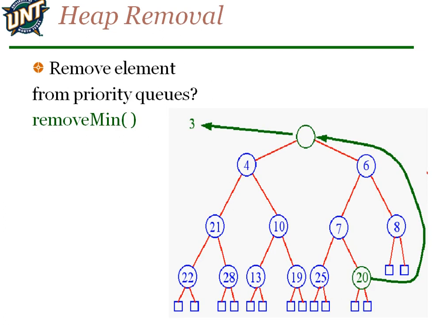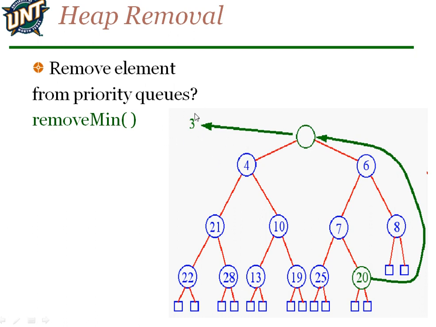Now let us have a look at what happens when you want to remove an element from a heap. That is called heap removal. Actually we are removing an element from the priority queue using the remove min method. It will remove the minimum or the smallest value from the queue. The smallest value is obviously at the root node in the case of a heap. So this third element will be removed, right?